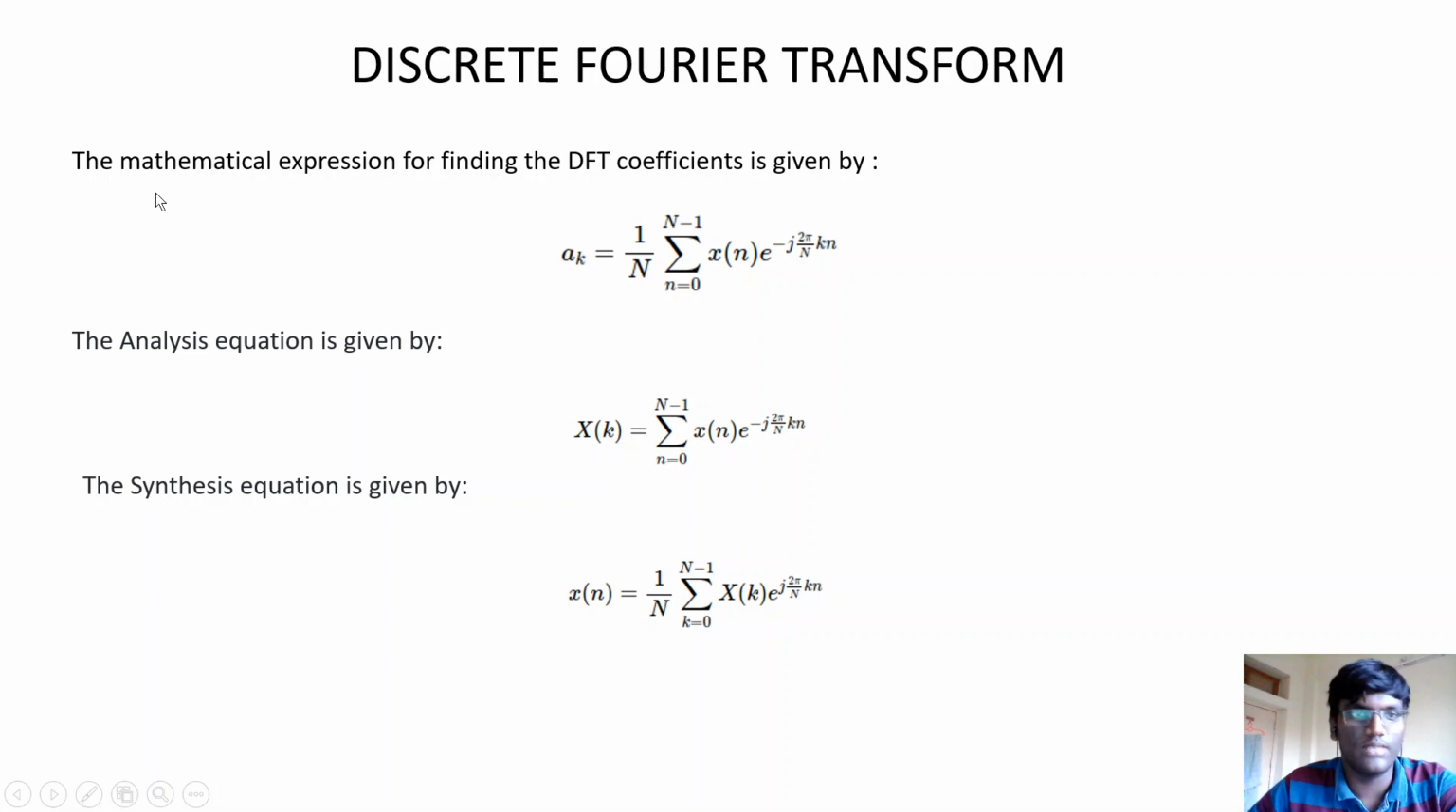First, let's take a look at the mathematical expression for finding DFT coefficients. A_k equal to 1 by N, sigma n equal to 0 to N minus 1, x of n into e power minus j 2 pi k n by N.